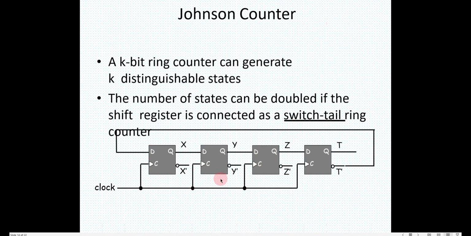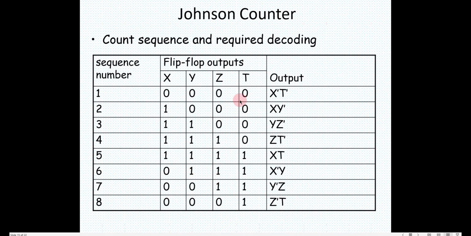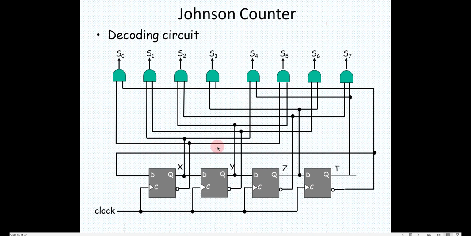So this is what we saw. This is how a decoding circuit works. For the 8 different states, I can make one of these outputs go high, right? For example, for 0.